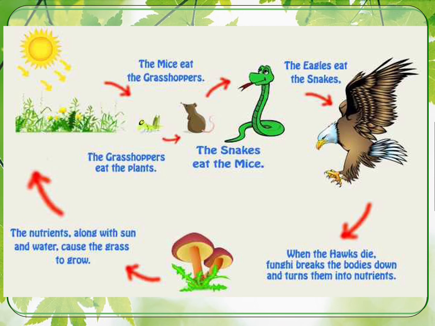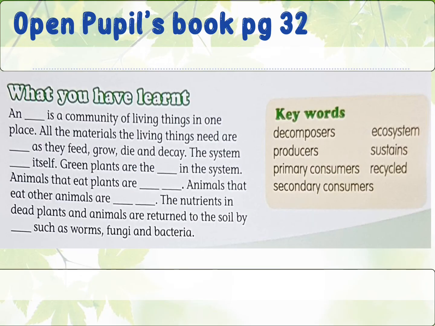Understand? So now let's do the pupil's book, page 32. What you have learned. A blank is a community of living things in one place. Yes, an ecosystem. All the materials the living things need are recycled, because it's coming back again. It's like a circle, right? They make food, it goes and it comes back. So it's recycled again as they feed, grow, die, and decay.